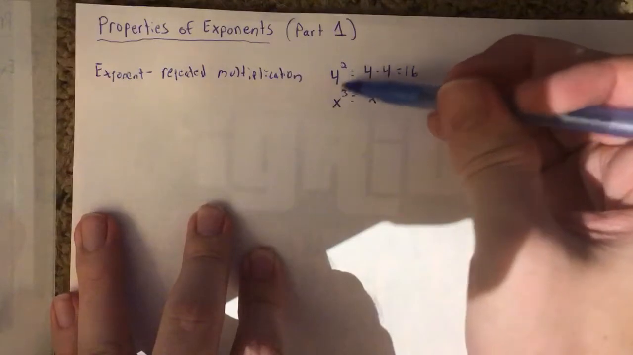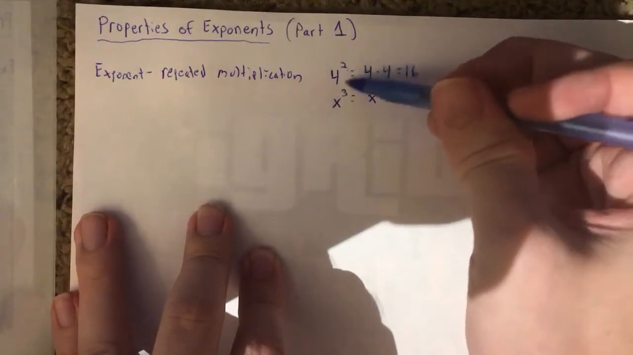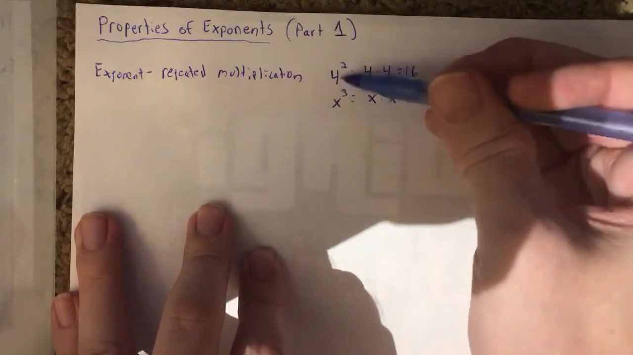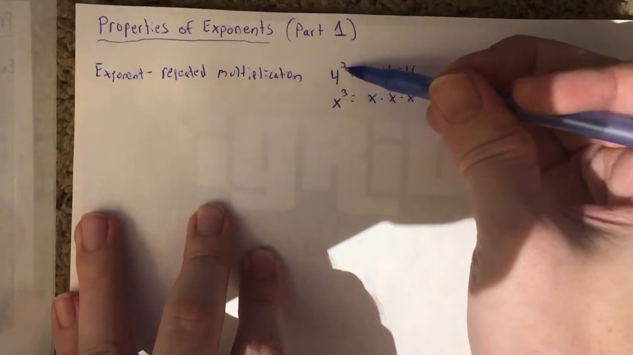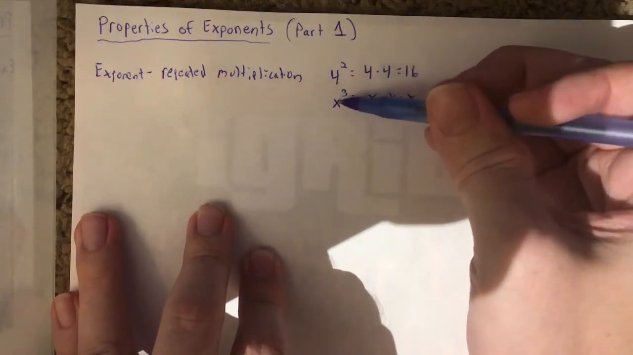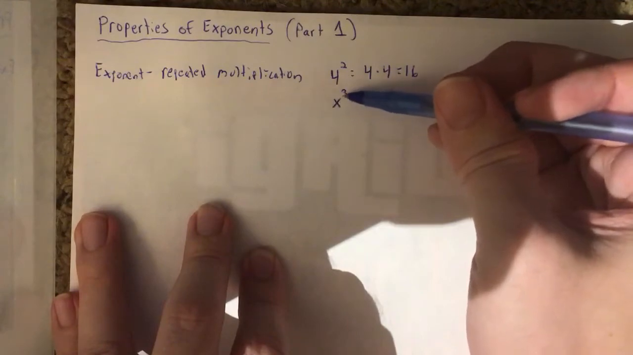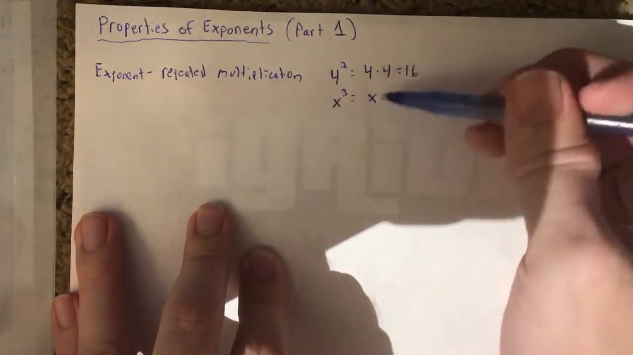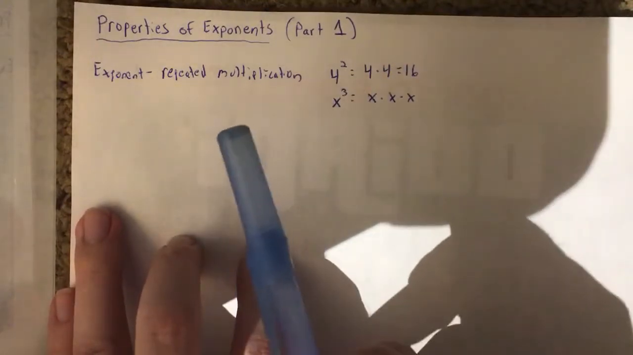The base is your number being multiplied over and over. The exponent tells you how many times you're multiplying your base. So in this case, I'm multiplying 4 twice. In this one, I'm multiplying x 3 times. Not x times 3, not 4 times 2. It's repeated multiplication.